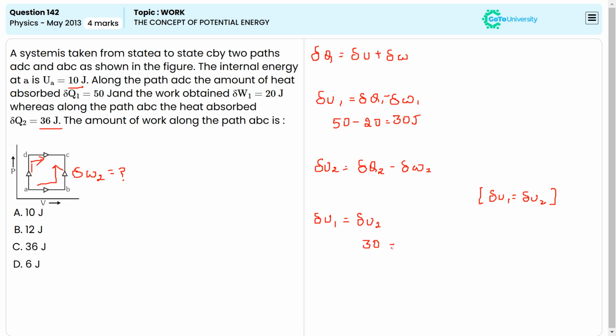And delta U2 we can write as delta Q2 minus delta W2. Delta Q2 is equal to 36. Then I can take delta W2 to the left-hand side, that is delta W2 is equal to delta Q2, 36, minus 30. We get the answer, 6 joules. That means the work done, delta W2, is equal to 6 joules. This is option D. Option D is the right answer.